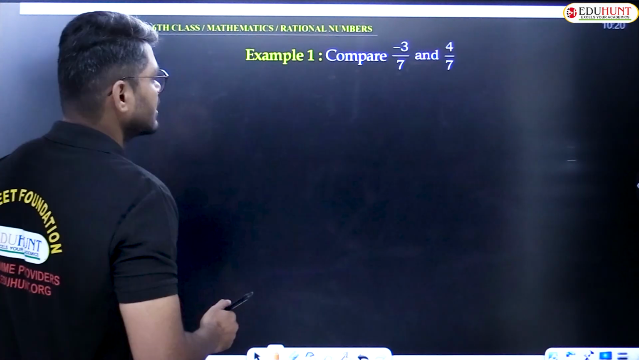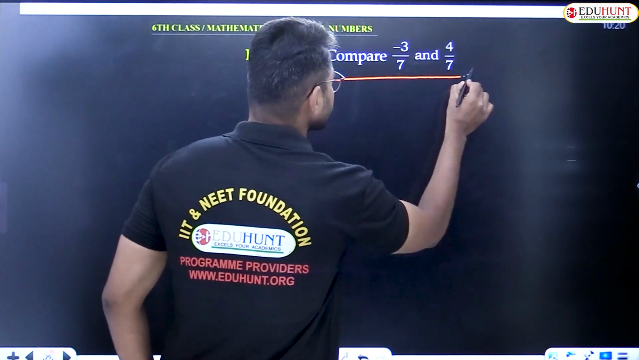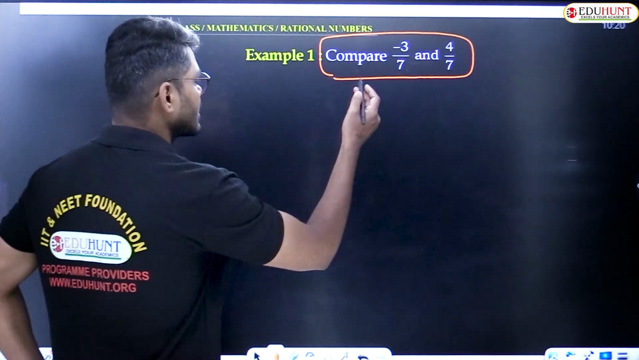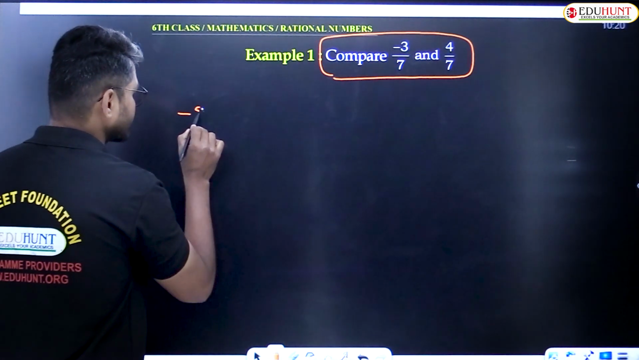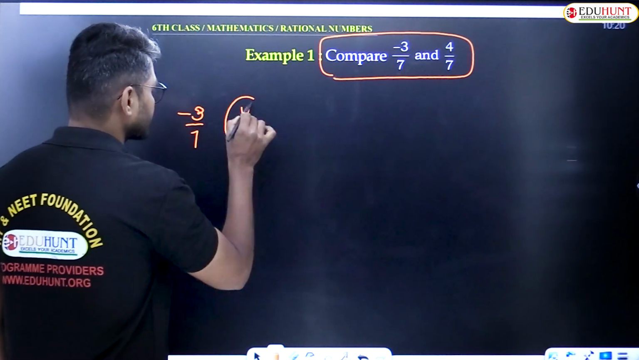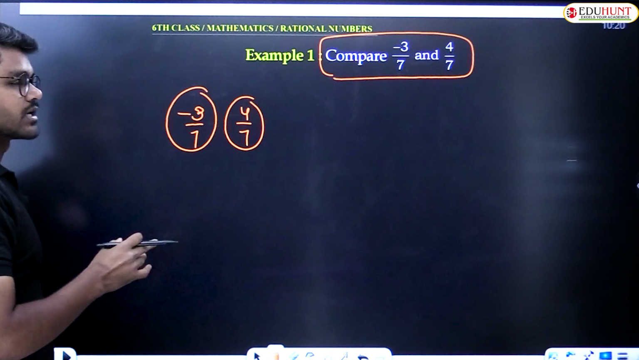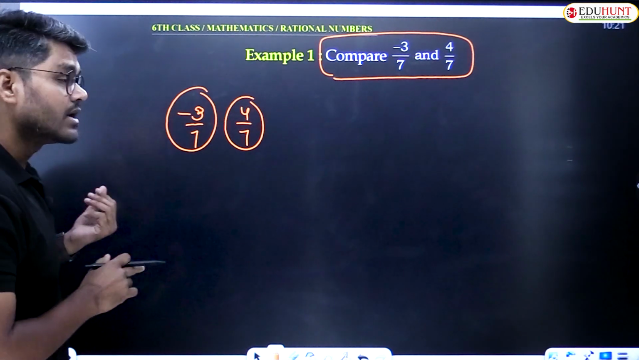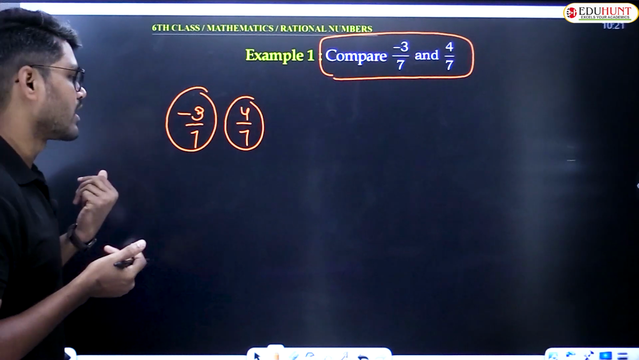Okay, right. Compare minus 3/7 and 4/7. These are two rational numbers we have to compare, which is the greater number and which is the smaller number. Otherwise, if these are equal, we have to check.